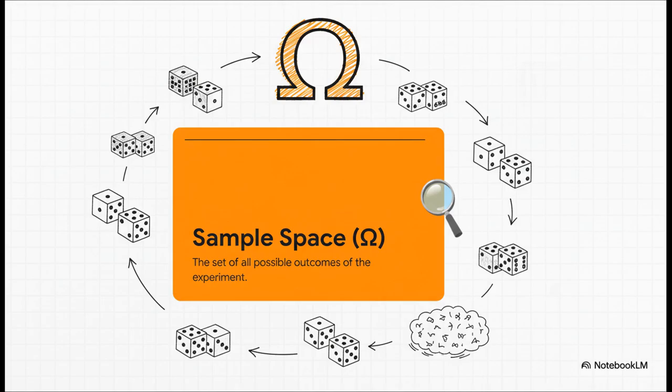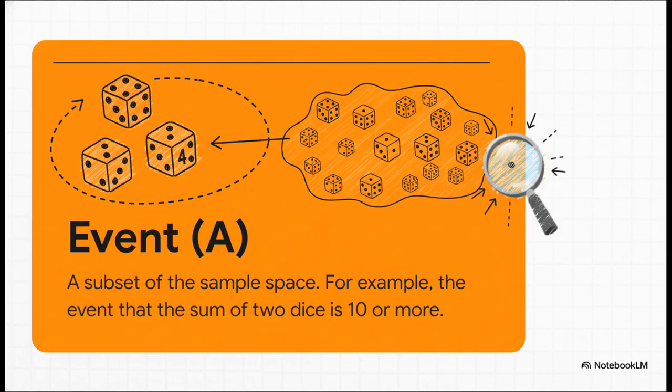Next, we have what's called an event. Now, an event isn't just one single thing happening. It's any specific outcome or group of outcomes that we're actually interested in. For example, the event that the sum of 2 dice is 10 is a little group containing 3 specific outcomes: a 4 and a 6, a 5 and a 5, and a 6 and a 4.